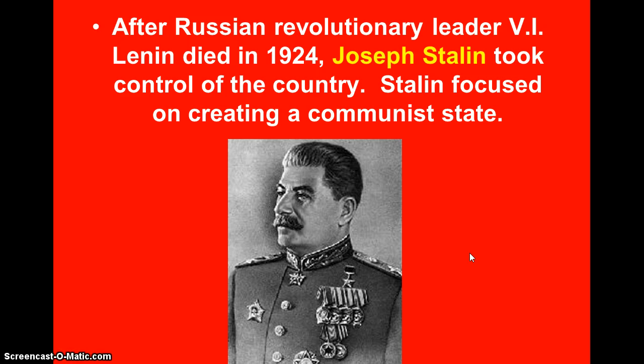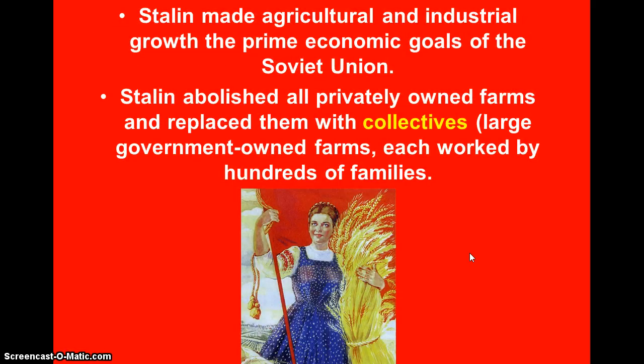After the Russian Revolution, revolutionary leader Vladimir Lenin died in 1924, and so Joseph Stalin took control of the country. Stalin focused on creating a strong communist state, as an example and as a sphere of influence. So Stalin made agricultural and industrial growth the prime economic goals of the Soviet Union. Stalin abolished all privately owned farms and replaced them with collectives.